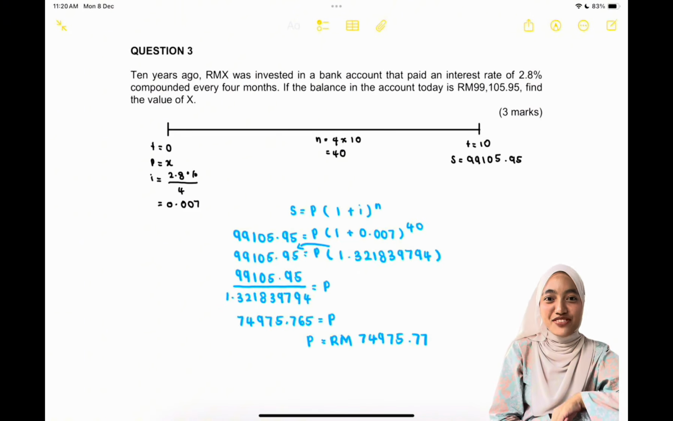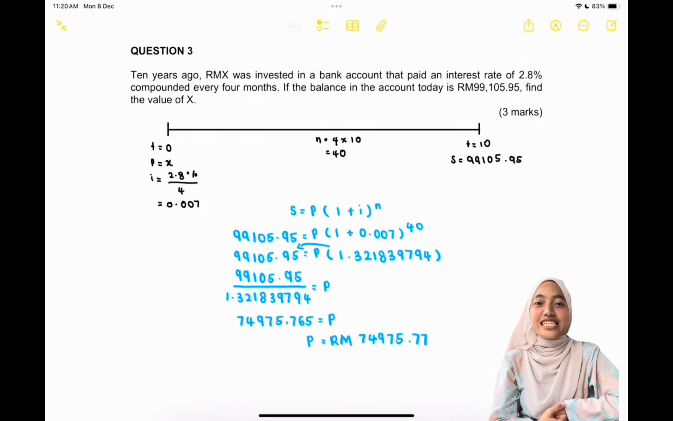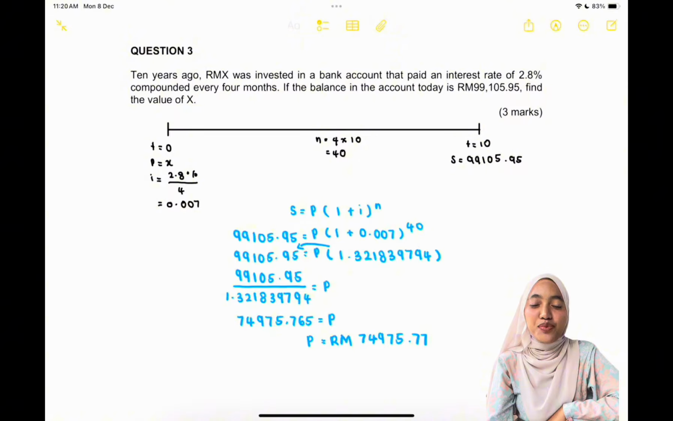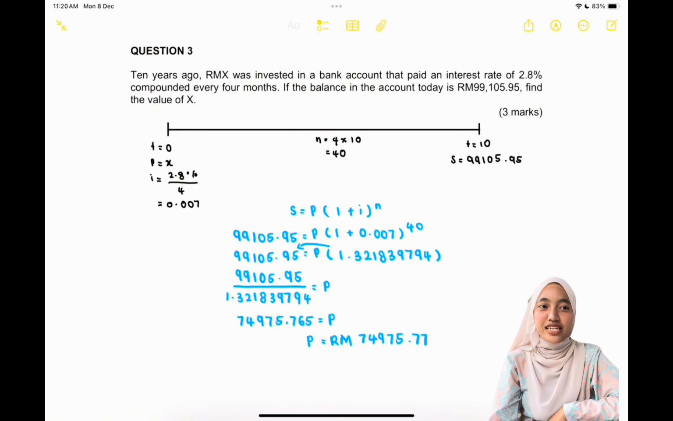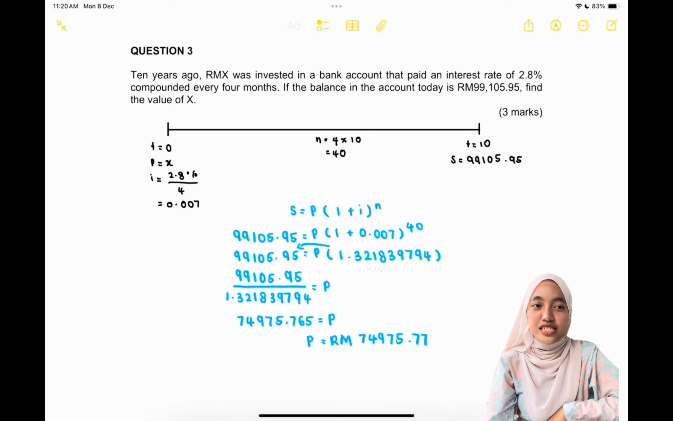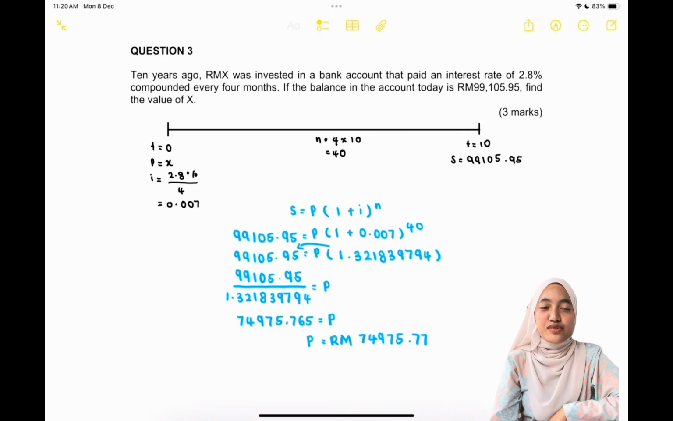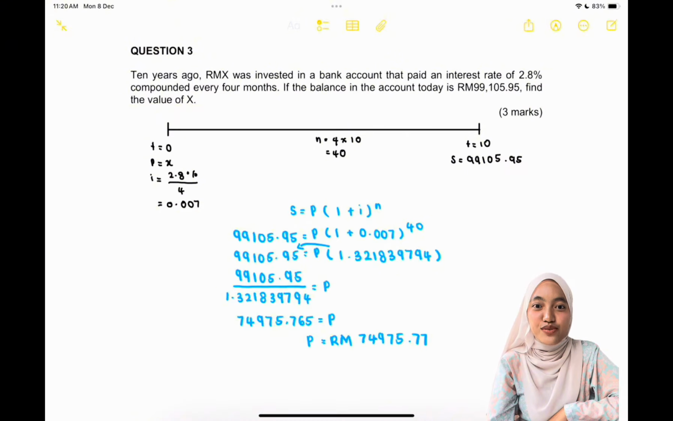So now let me explain my part, which is question 3. You guys can pause if you want to read the question. As you can see here, we need to find P. So P equals X, I equals 2.8% over 4. We can simplify it as 0.007 as they already give us, S is 99,105.95. And we need to find N, which is 4 multiplied by 10 equals 40.